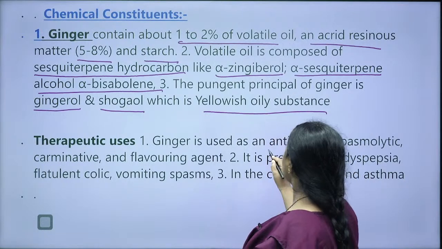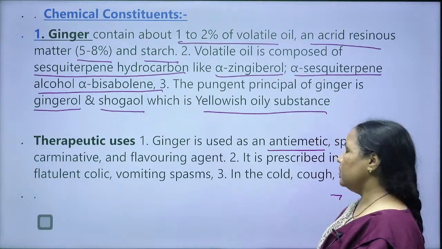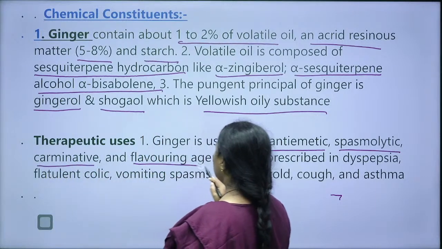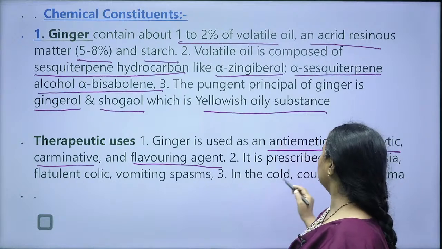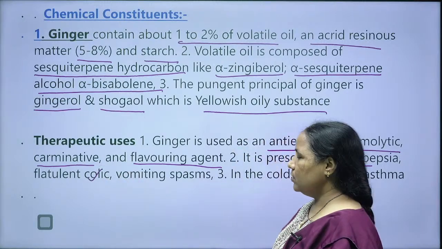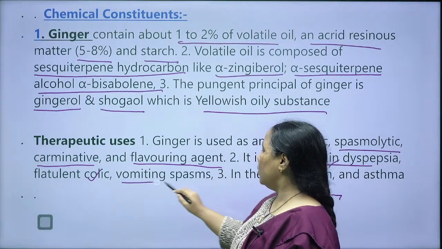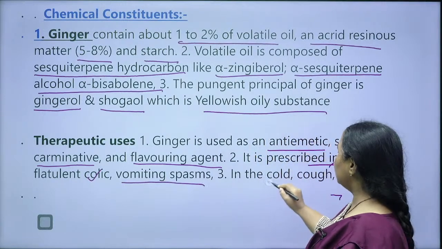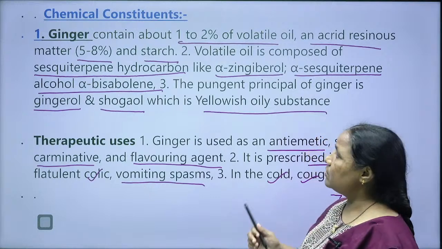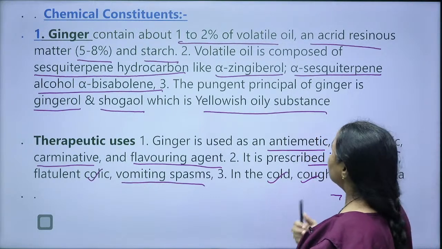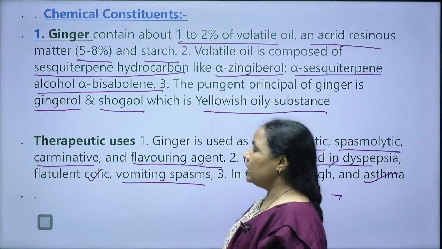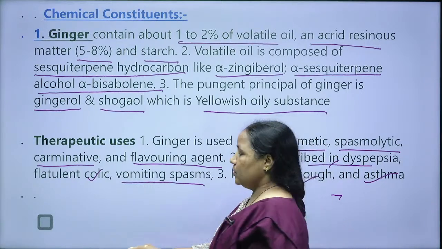The therapeutic uses are: it is used as an anti-emetic, meaning preventing emesis, spasmolytic, carminative, and a flavoring agent, meaning giving some flavor and smell. It is prescribed in dyspepsia, flatulent colic, that is used in the colic region, and vomiting spasms. It can also be used in cold, cough, as well as in the treatment of asthma. Because of the presence of sesquiterpene hydrocarbons like gingiberol and sesquiterpenes, it has these many therapeutic values, and it is also one of the ingredients used in cooking.